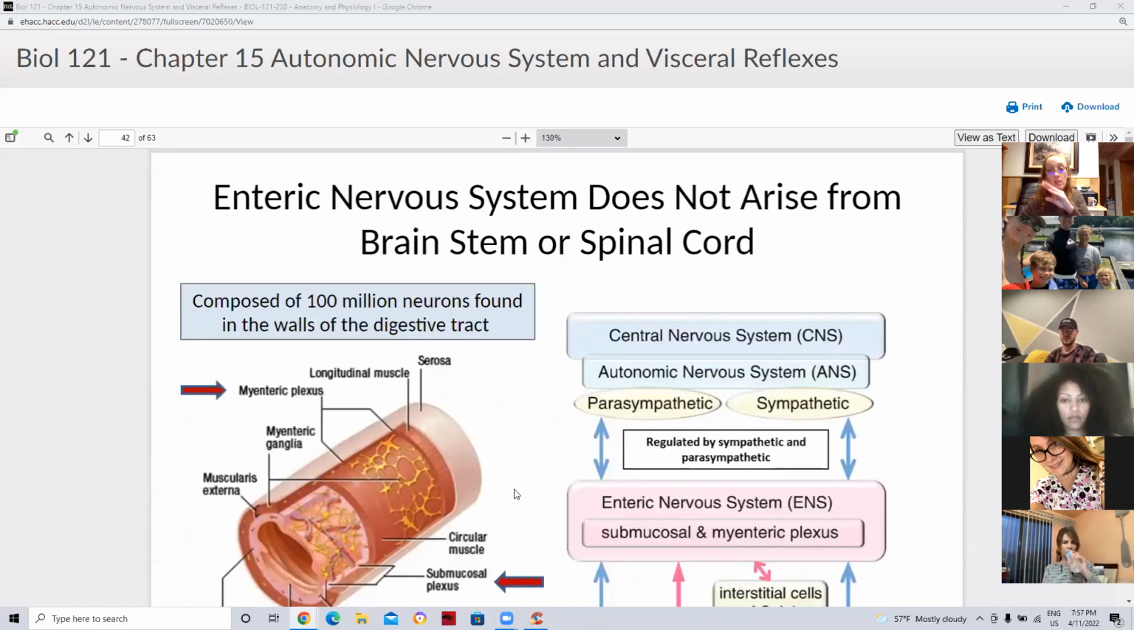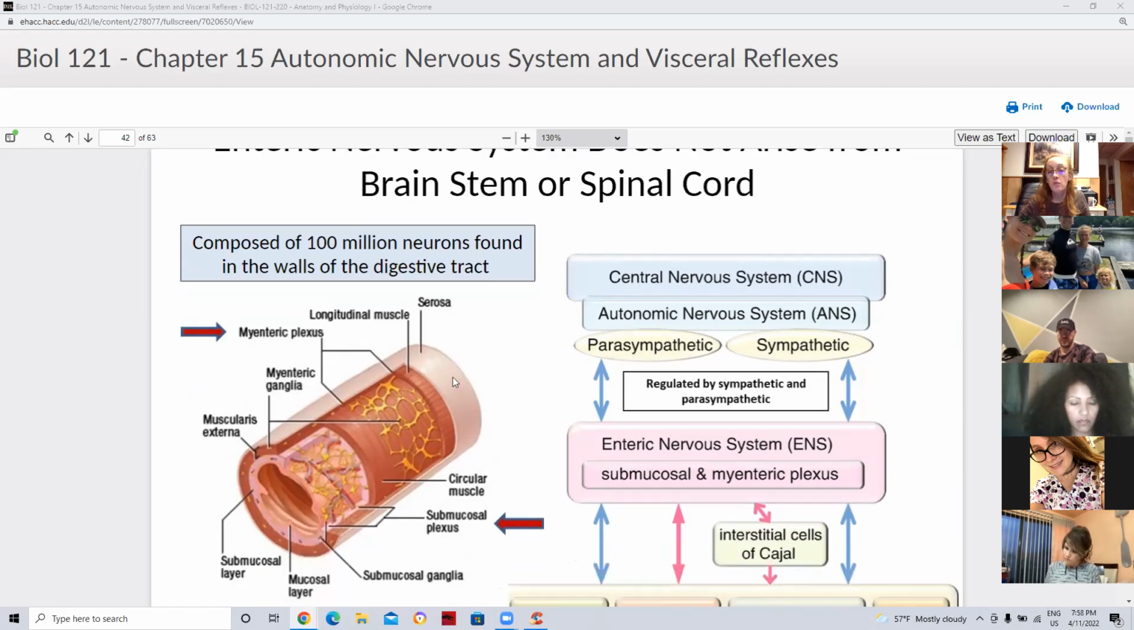So the enteric nervous system, like I said, it's sometimes debatable just where we put this system. But it is involuntary, and it is influenced by the autonomic nervous system. And so this is where we're choosing to study it, as part of the autonomic nervous system.